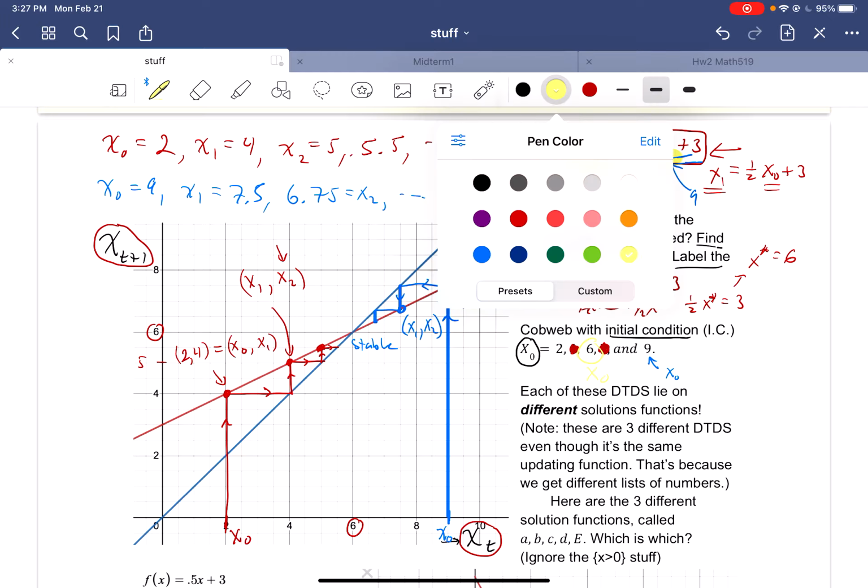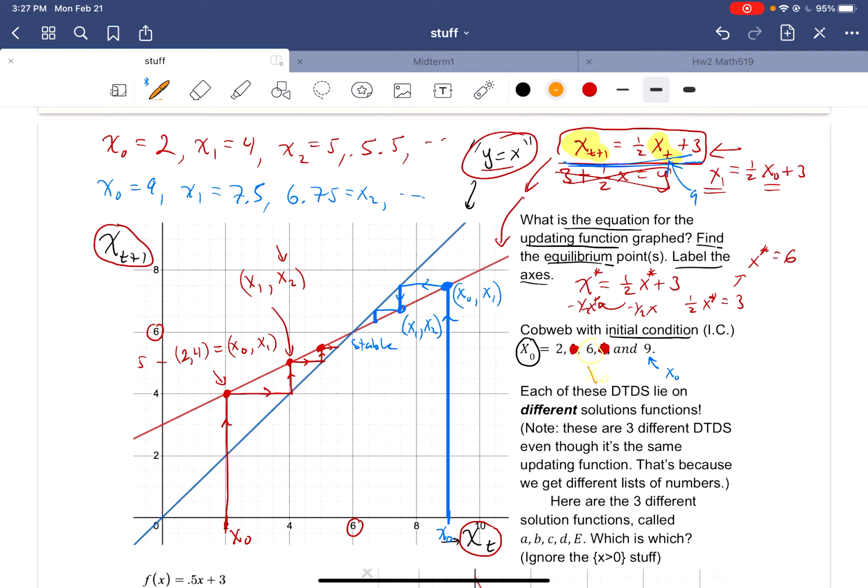Okay, that's a terrible color. Let's do orange. If x naught is 6, okay? So this is a trick question because if here's x naught, then I travel vertically to my updating function, okay? And then I travel horizontally to the line y equals x, but that means I don't move because I'm already there. Then I travel vertically to my updating function, but again, I don't move.